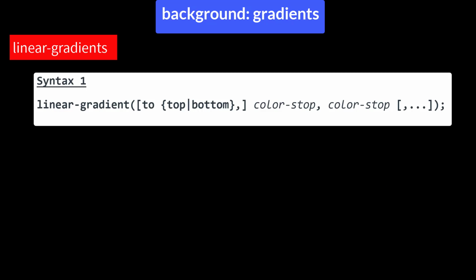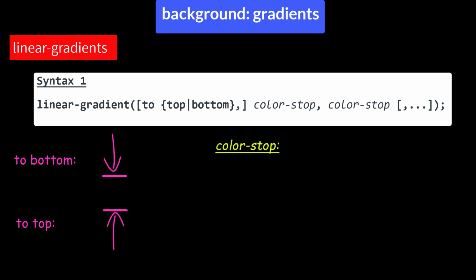Syntax 1: linear-gradient(optional to top or bottom, color-stop, color-stop, etc.), where to bottom indicates the color stops should be displayed from the top to the bottom. This is the default if the to argument is omitted, and to top indicates the color stops should be displayed from bottom to top. Color stops are color specifications, that is, color keywords or RGB functions or HSL functions, as discussed earlier.